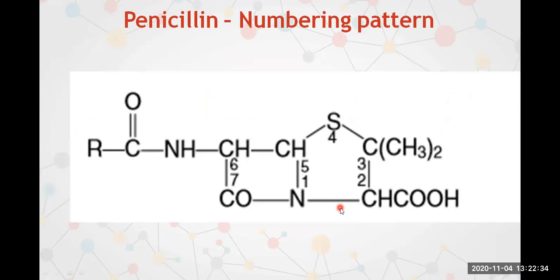So there are two ways we can number the penicillin or the beta-lactam rings. First is the USP numbering, that is United States Pharmacopoeia, and it starts from the nitrogen, which is linked in between beta-lactam and thiazolidine ring. So it starts from this nitrogen and it goes anti-clockwise. That means after one, it goes to this carbon, which is attached to the carboxyl. Then third carbon having the 2-methyl group attached to it. Fourth carbon is a sulfur group, also called a thia group.